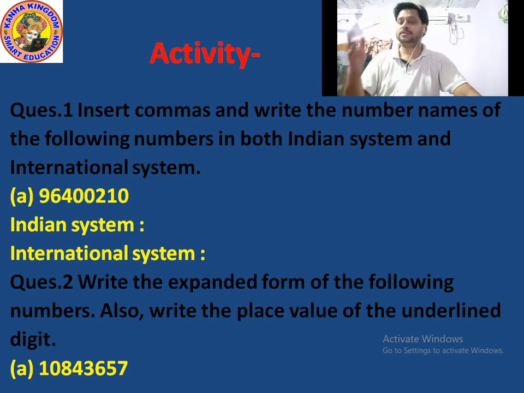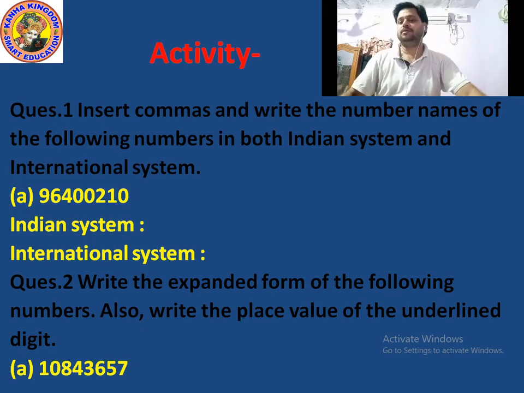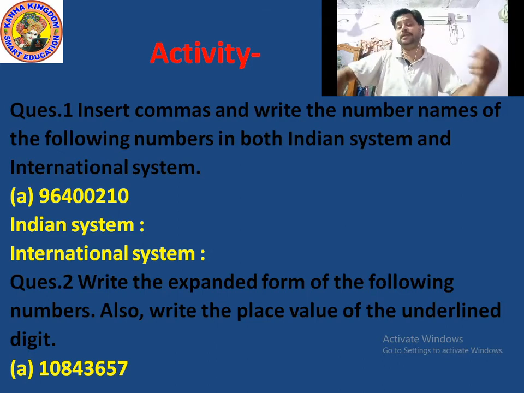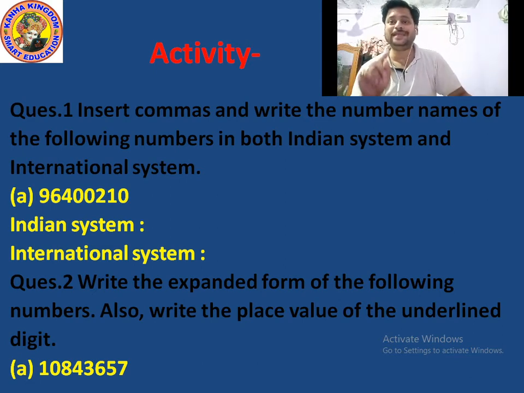After the ones period comes the thousands period, and in the thousands period 2 place values, 4 and 5, then a comma. After the thousands period the lakhs period starts, and in the lakhs period 2 place values, 6 and 7. After the lakhs period comes the crores period, and here also 2 place values: crores place value and tens crore place value. But here there are only 8 digits, so the 8th digit comes in the crores place value.